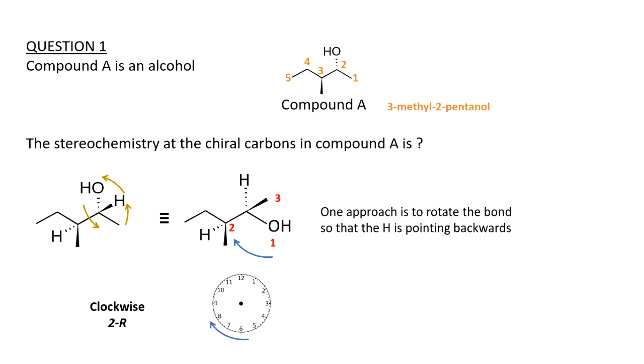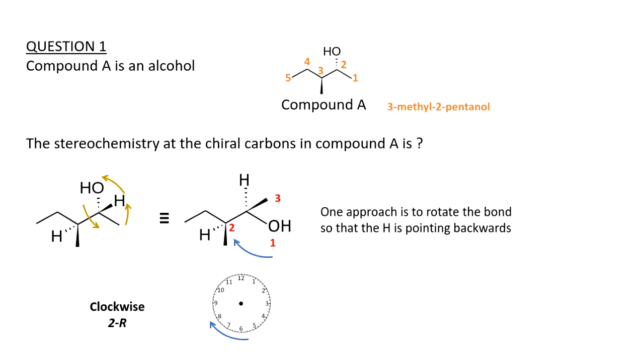So the first thing that we're going to do is we're going to number compound A. So we have 3-methyl-2-pentanol, and we're going to determine the stereochemistry. Now you notice that the structure was drawn using wedge and dashes to indicate stereochemistry at carbon number 2 and number 3. So let us start with carbon number 2.